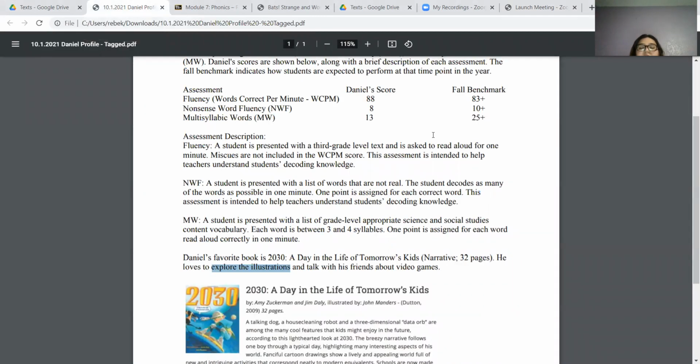And that's because when I come over here and look at Daniel's scores, I can see that the only area where he exceeds where he's at is in fluency, where he can read at above a third grade level, like the amount of words per minute. But with nonsense word fluency, he's at an 8 when he should be 10 plus. And then for multi-syllabic words, he's at a 13 and he should be at 25.